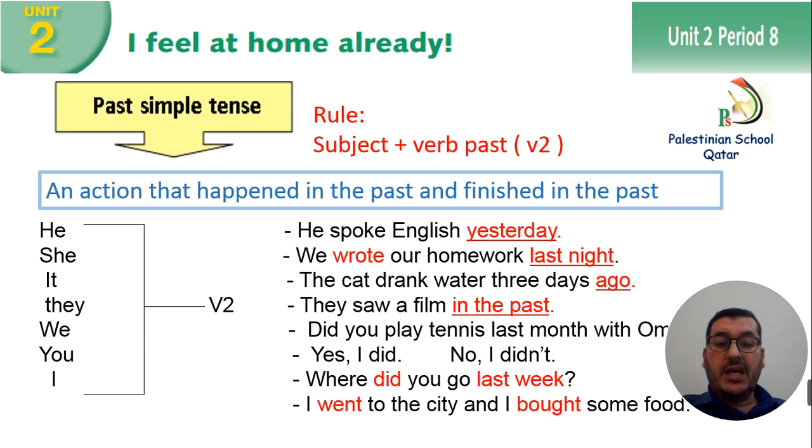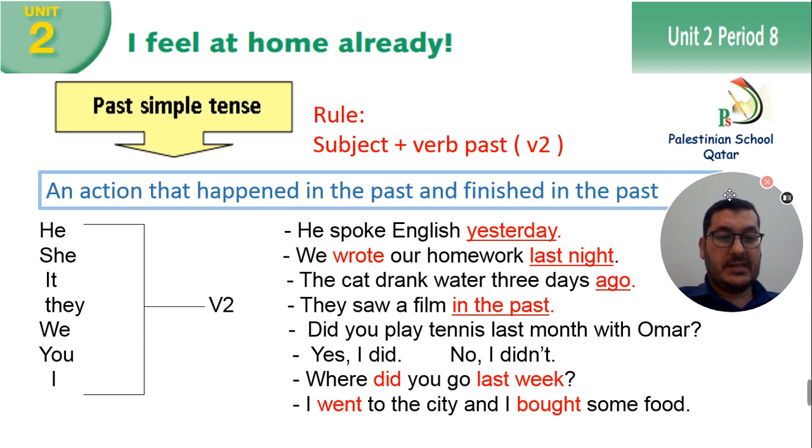Now here we need to know about the keywords. As we see here, in red: yesterday, last night, ago, in the past, last week, last month, last holiday, last October. These are the keywords, and I put them in exercises or in sentences to understand it better.